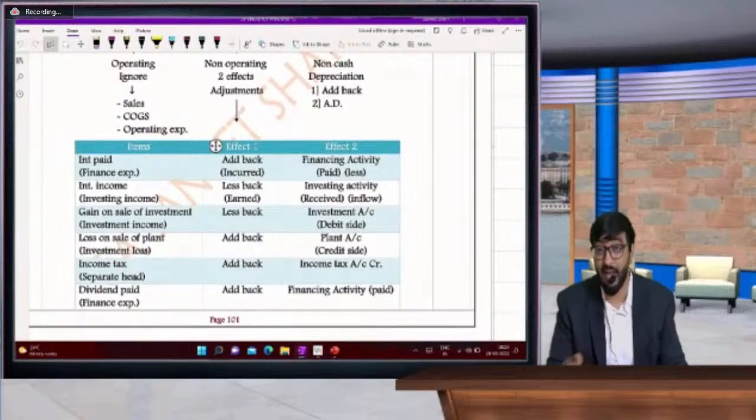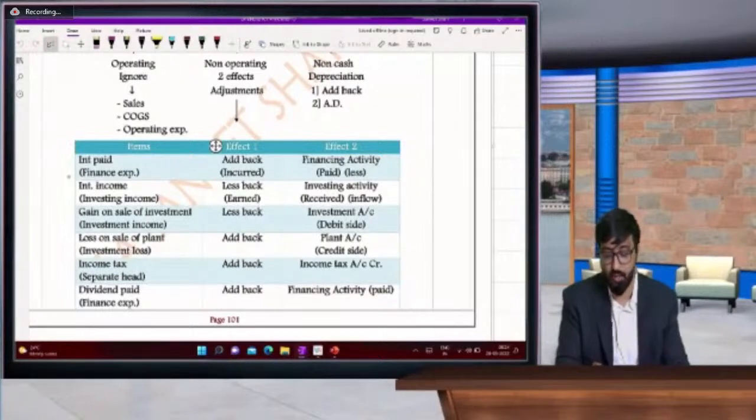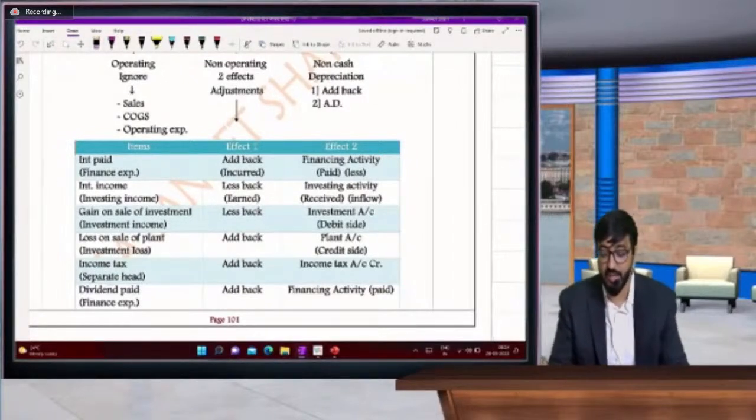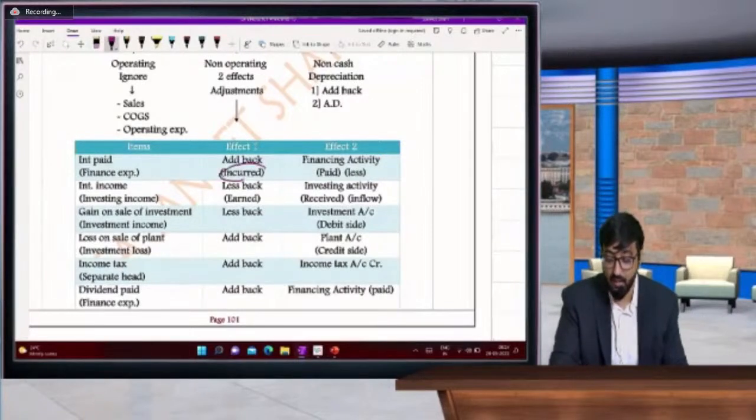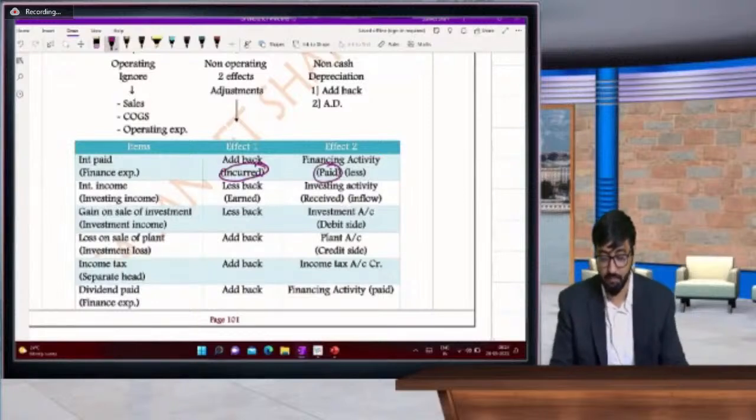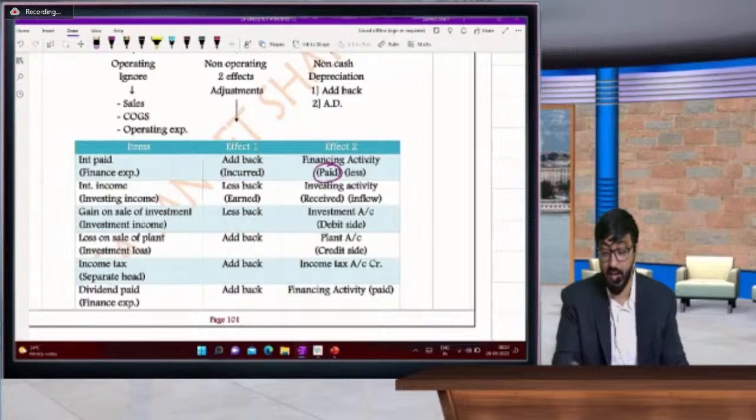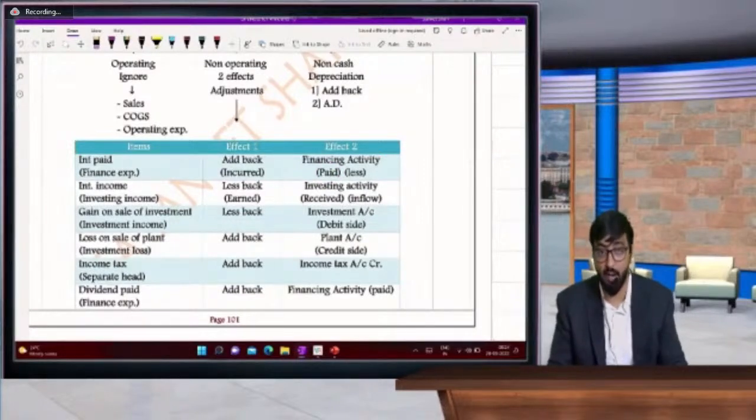This is the indirect method. Interest paid, financial expenses, the reason is also written over here. Interest expense is a financial item, so it is not an operating item. Add back or adjust in the debit of P&L, and this is a financing activity because it is paid. So add back is incurred and payment is financing. Interest income, see the difference. Incurred and paid are the same, that's why we are not opening an account. If it is not the same, then we open an account, like the income tax account.